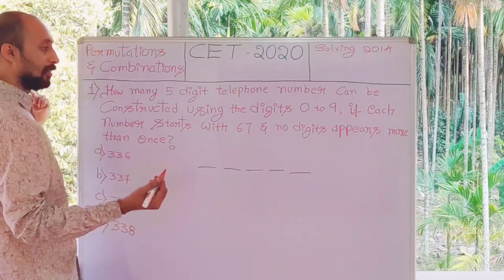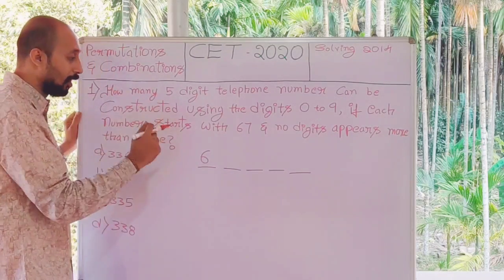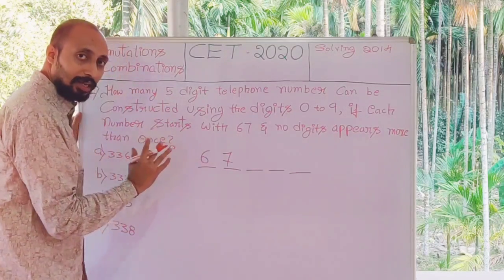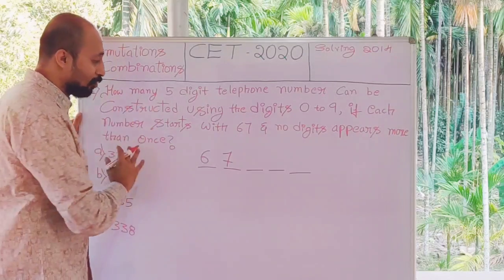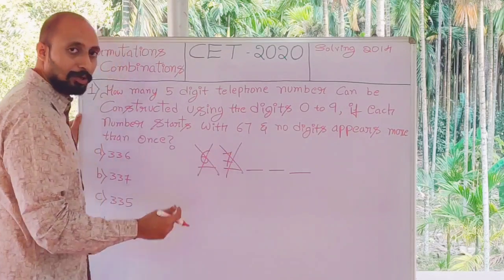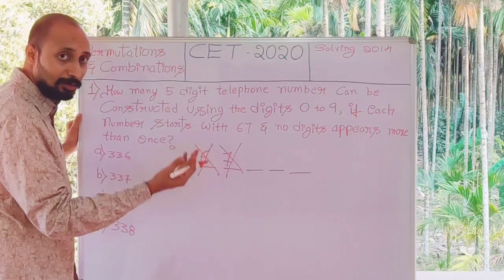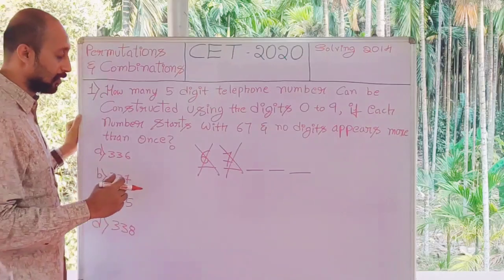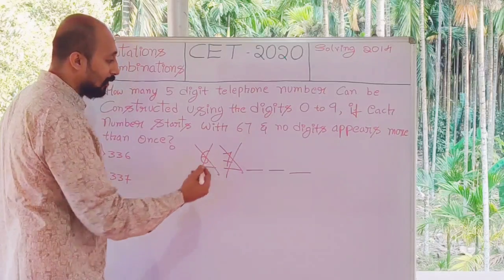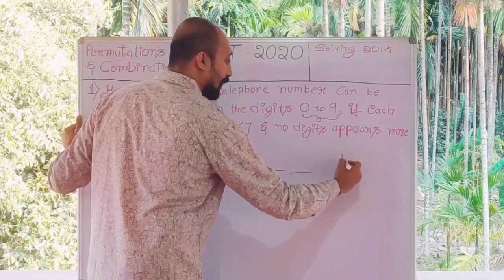So if 67 is fixed, it starts with 67. So 6 should come here and 7 should come here. Yes or no? So if something is constant, that is, it is not movable, then there is no need of permutation there. So there is no need of permutation here because that place is fixed with that number. So we don't consider it for arrangement or combination. But the remaining 3 places have how many numbers to fill? 3 numbers to fill. Out of how many numbers? 0 to 9, there are 10 numbers.